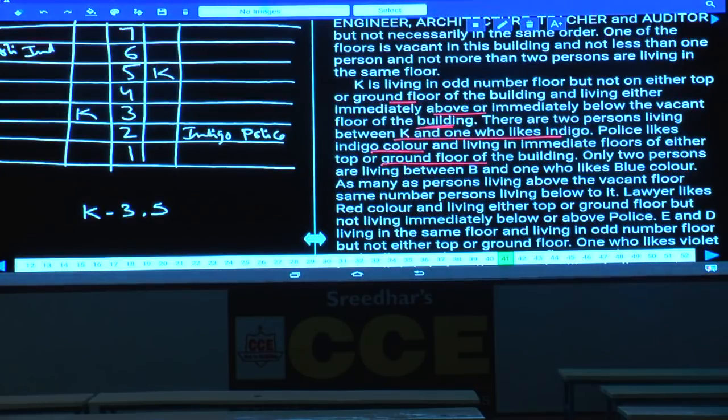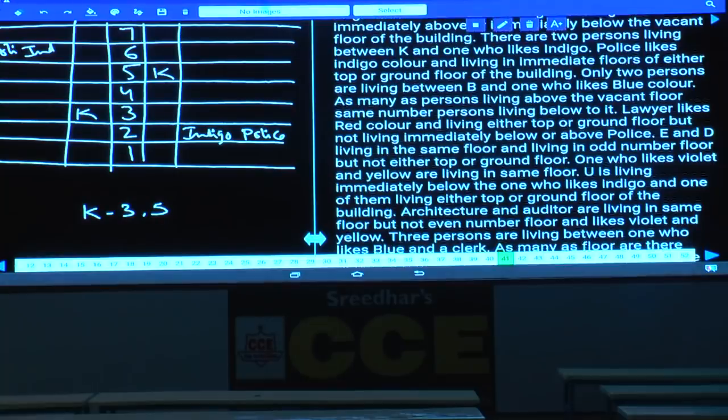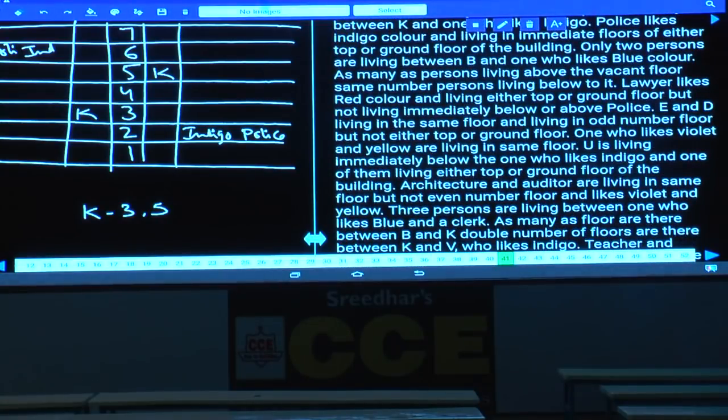And there are two persons living between K and the one who likes indigo. Police likes indigo color and lives on an immediate floor, either top or ground floor of the building. Only two persons are living between B and the one who likes blue color. Between B and blue, there are two persons. As many persons living above the vacant floor, the same number of persons live below it. Tell me, what is the vacant floor here?